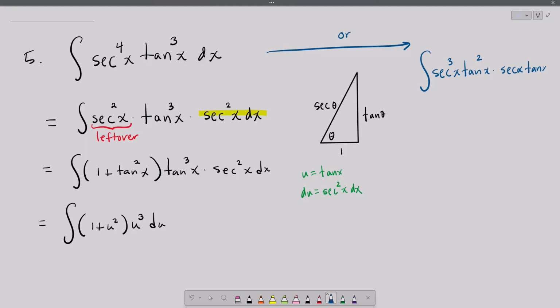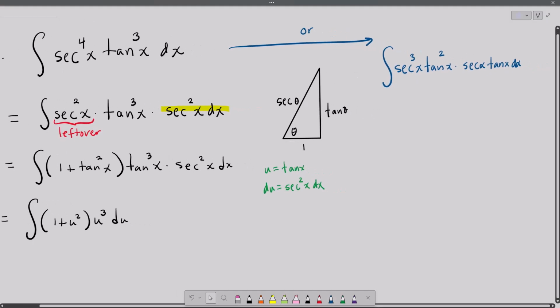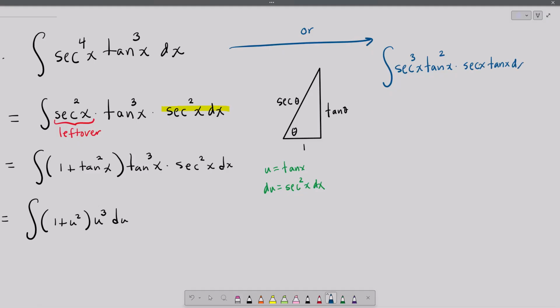So then over here we have a secant x tangent x times dx. So secant x tangent x dx. So in this case, we want to let u be secant because the derivative of secant is secant tangent.